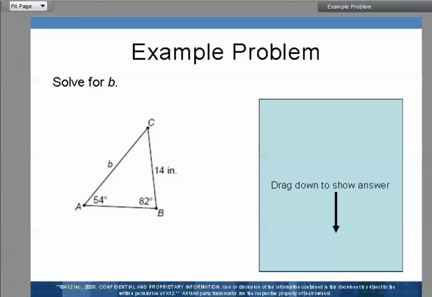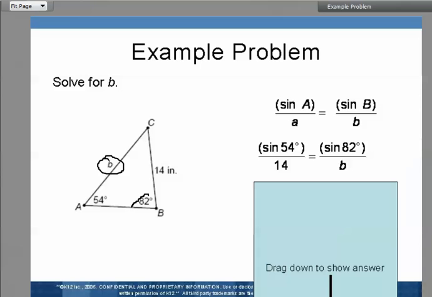First of all, we're trying to find what side B is. Here's B right here, okay? Here's an 82-degree angle that's opposite it. So what am I going to do? I'm going to say the sine of 82 divided by B is going to be equal to the sine of 54 divided by 14. 54 and 14, they're opposite each other. 82 and B, they're opposite each other.